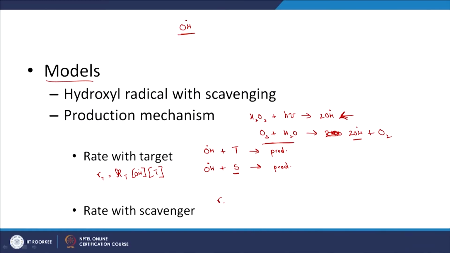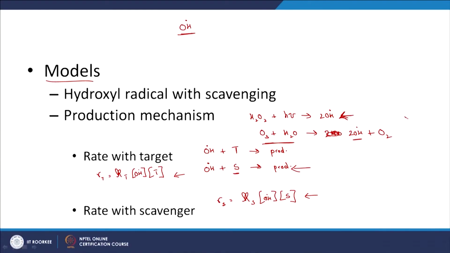And again, the rate with the scavenger. The rate with the scavenger will be the rate constant for this reaction, times the OH radical concentration, times the concentration of the scavenger, right. I am just using the generic term scavenger to approximate multiple compounds that can lead to scavenging of my hydroxyl radical, right. So, here I have that.